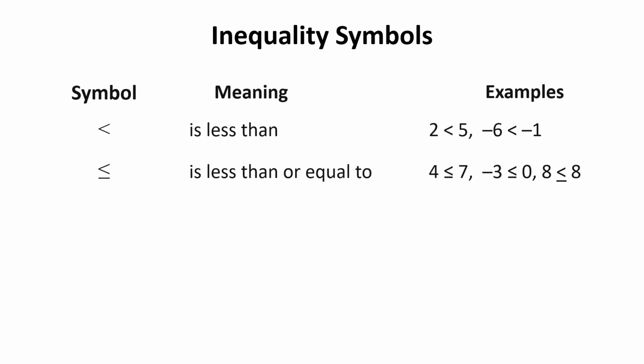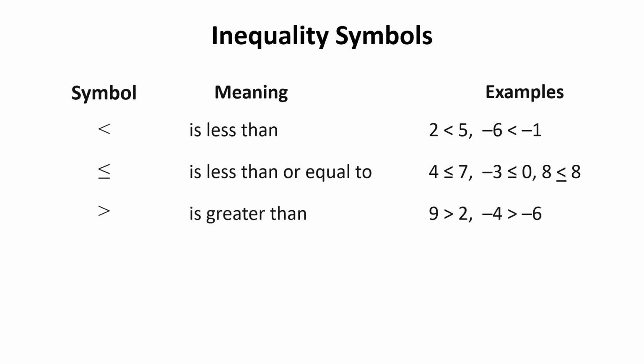The next symbol is less than or equal to. In statistics, there's not really that much of a difference between the two. Mathematically, less than or equal to means that it can be less than, but it can also be equal to. Some examples would be 4 is less than or equal to 7. That is correct. 4 is less than 7, so that's a true statement. -3 is less than or equal to 0. That's a true statement. And then the last one, 8 is less than or equal to 8. Now 8 is not less than 8, but 8 is equal to 8. So this is a true statement.